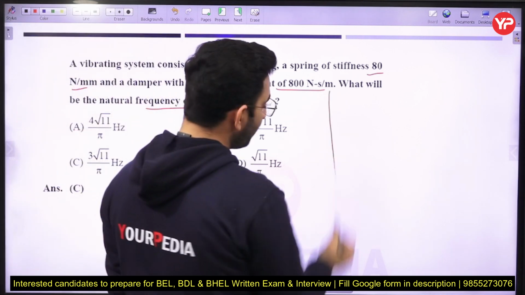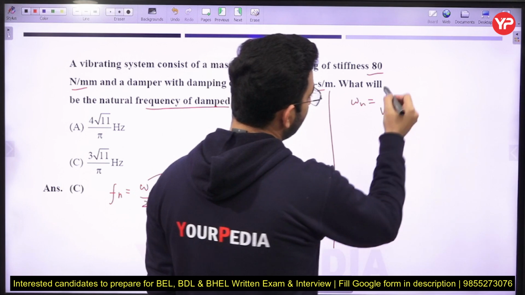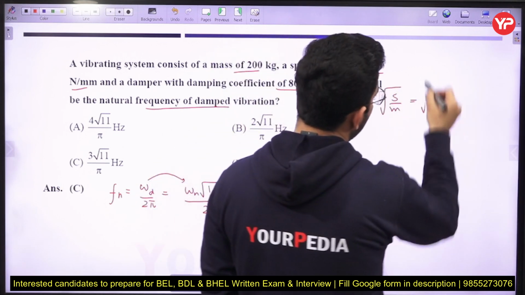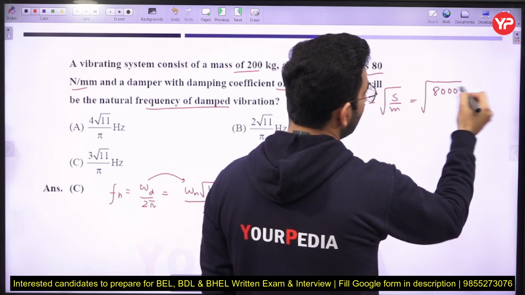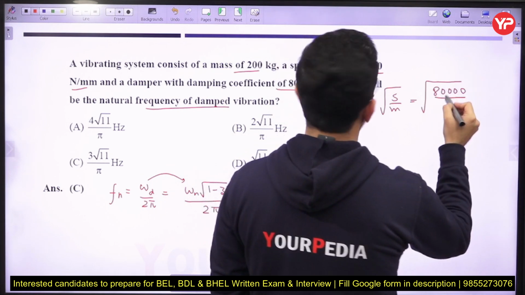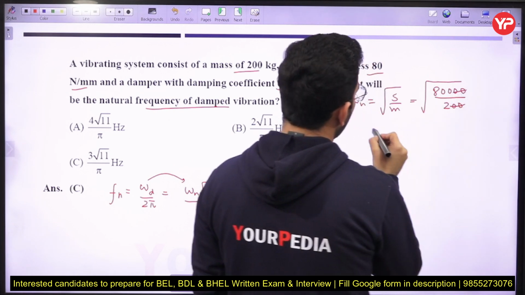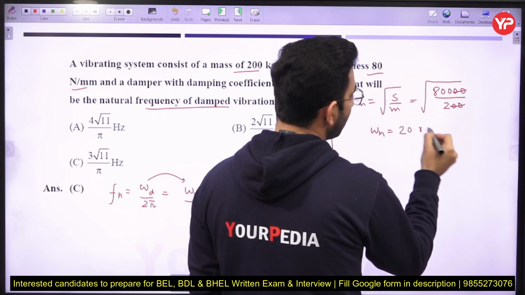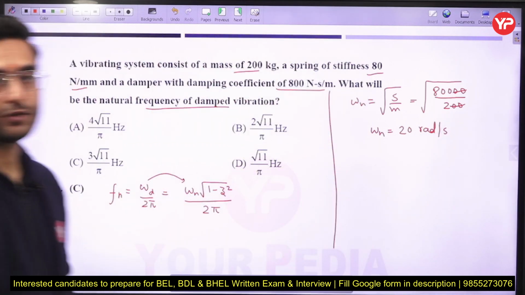So here, the value of the natural frequency can simply be written as square root of stiffness by mass, and the value of the stiffness is 80 Newton per millimeter, that means 80,000, and mass is given to you as 200 kilogram here. So if you simplify it further, you will find the natural frequency is coming out to be 20 radian per second. That will be the value of the natural frequency.